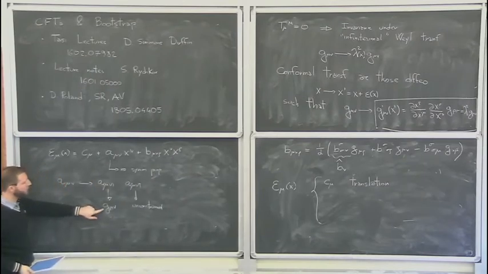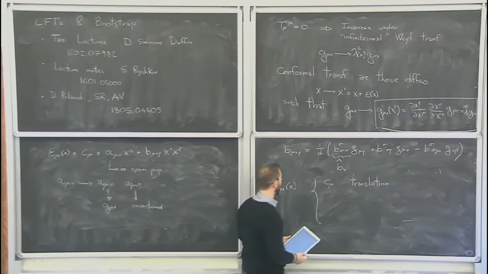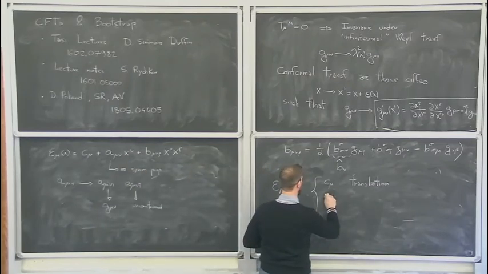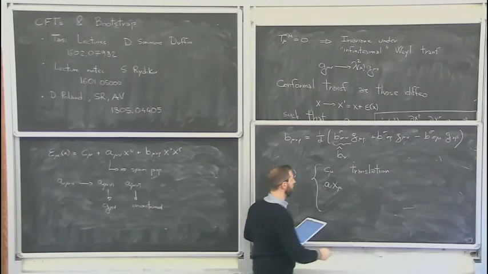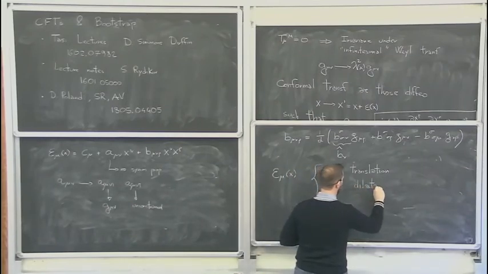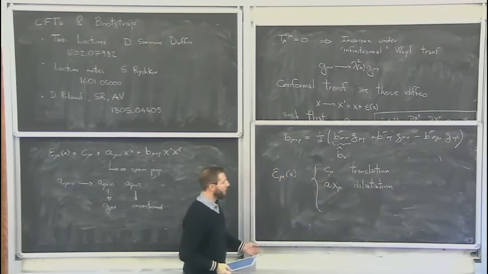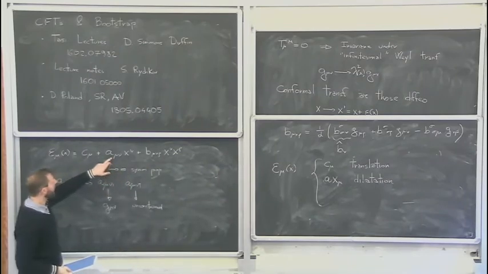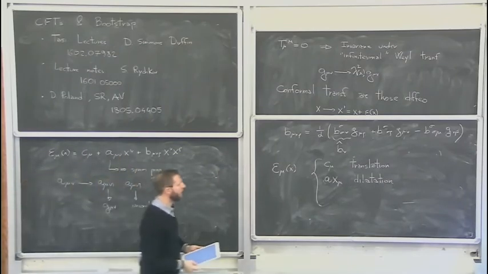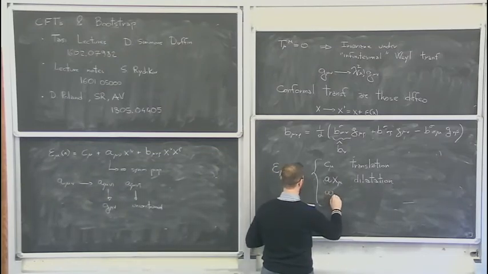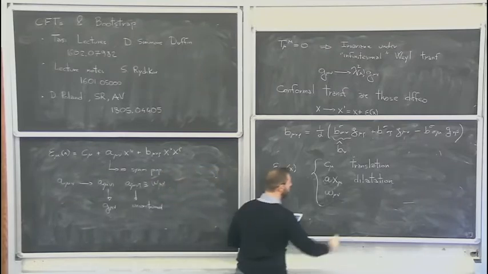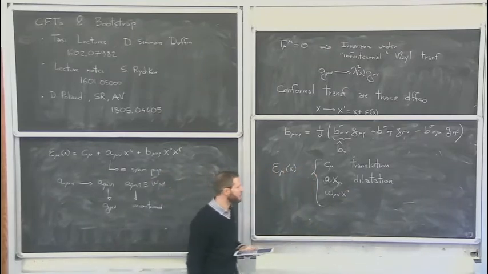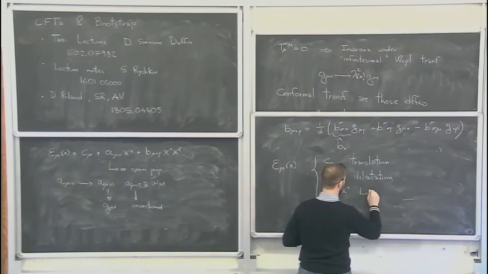You can shift x with something proportional to G mu nu x, so this is going to be something like A x mu, and this is simply a dilatation. Or you can shift by an antisymmetric matrix contracted with x. Let me call this omega mu nu x nu. And these are just Lorentz transformations, or rotations if you are Euclidean.